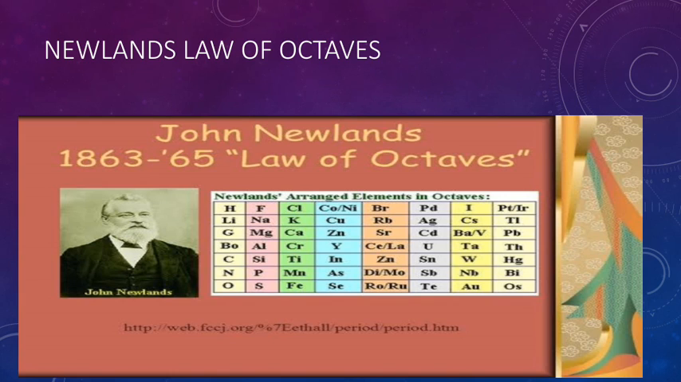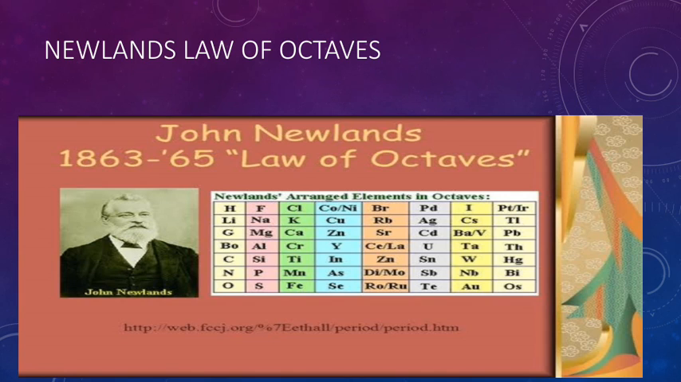If you see the table, this was Newland's periodic table. Here 1 and 8 have similar properties. What is the limitation of this table? There are instances of two elements being fitted into the same slot. See here, cobalt and nickel are placed in a single area. This was one limitation. We cannot place two elements in a single place.